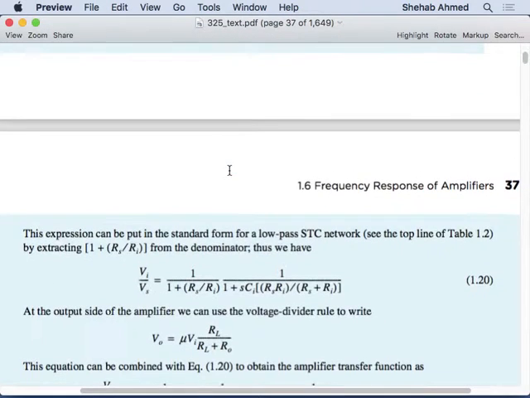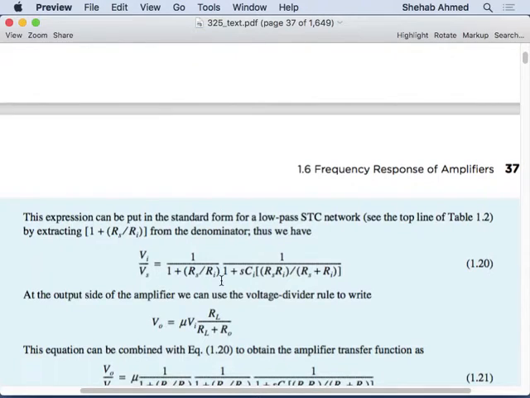So what they did was they factored 1 over 1 plus Rs over Ri out in the previous expression, and they ended up with what? 1 over 1 plus SC times something, right? In the low pass filter, it was 1 over 1 plus SC times R, right? Where C times R was the time constant. So this is going to be the time constant of the circuit now. This combination of Rs and Ri, Rs plus Ri, multiplied by C is an indication of the time constant of the circuit.